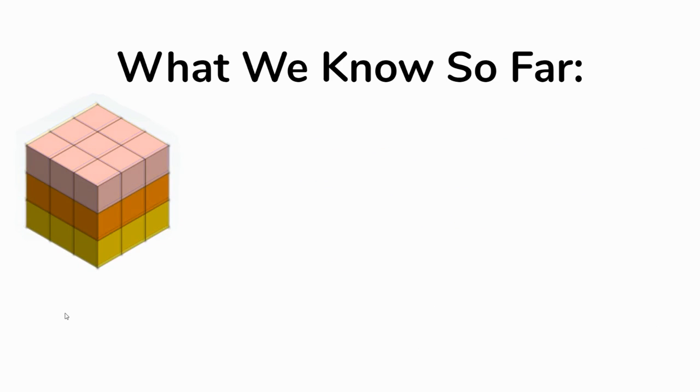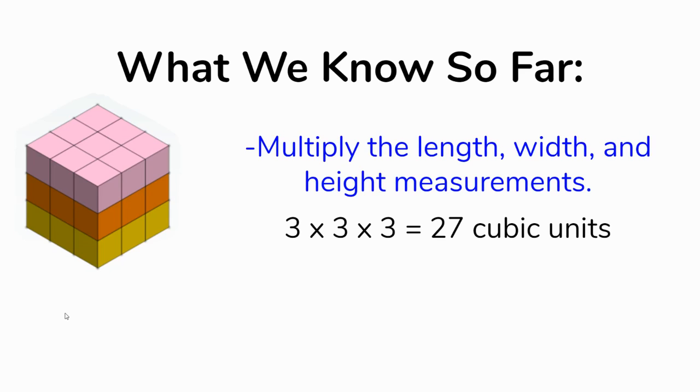Another strategy is we would multiply the length, width, and height measurements. So on this cube, since it's a cube, all sides are equal. So the length, width, and height are all equal to 3. So 3 times 3 times 3 gives us a volume of 27 cubic units.